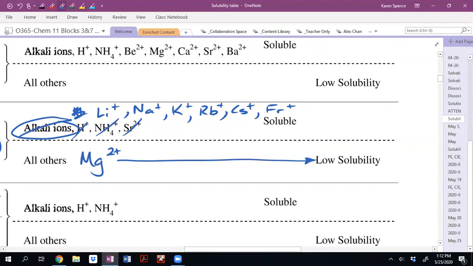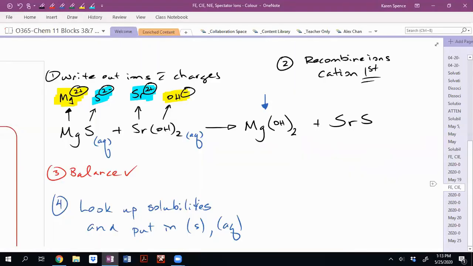What state will it be if it is low solubility? Solid. It'll be a solid, yeah. So let's go back. So we have MgOH, and that is a solid.